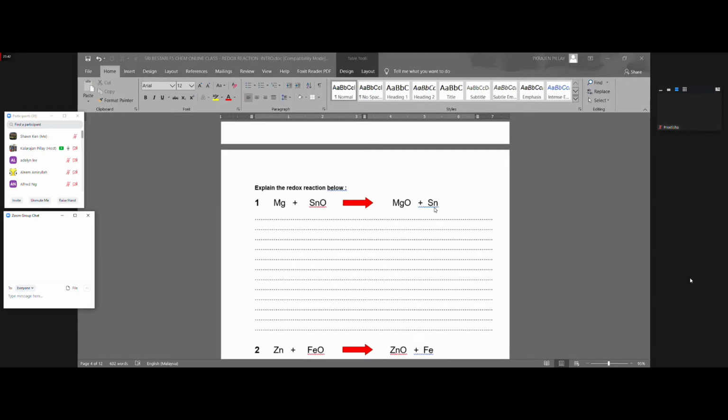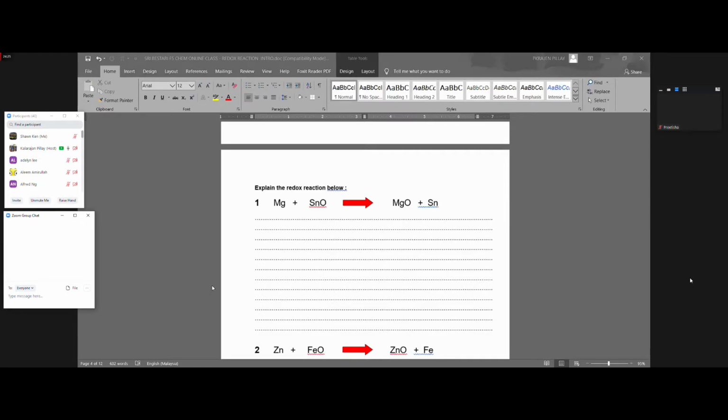Now the last thing I need is, which one is oxidizing, which one is reducing? Which one is my oxidizing agent here? Jaing is not here. Who shall I ask? Yongsin, you try. Which is my oxidizing, which is my reducing agent? Magnesium is the reducing agent. Okay, well done, because magnesium caused tin 2 oxide to be reduced. Write that down. Magnesium is reducing agent. Very good, Yongsin.